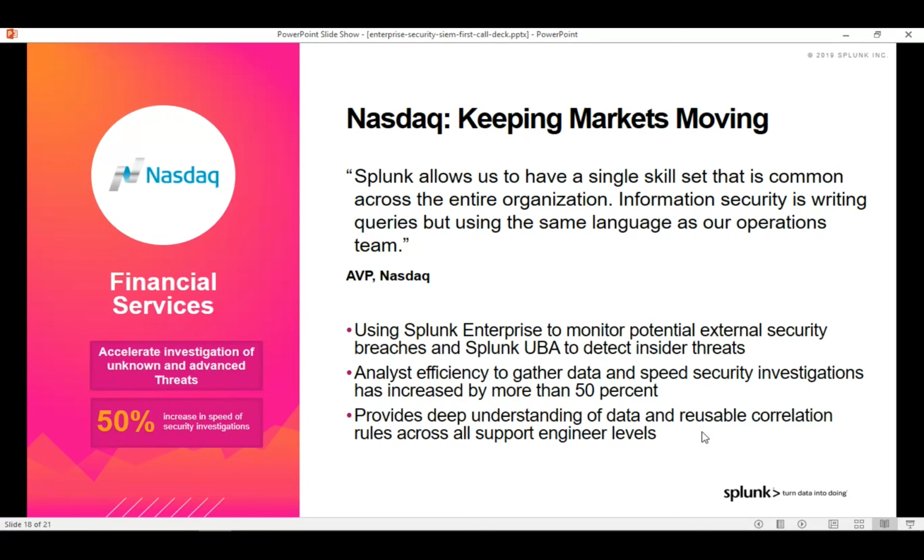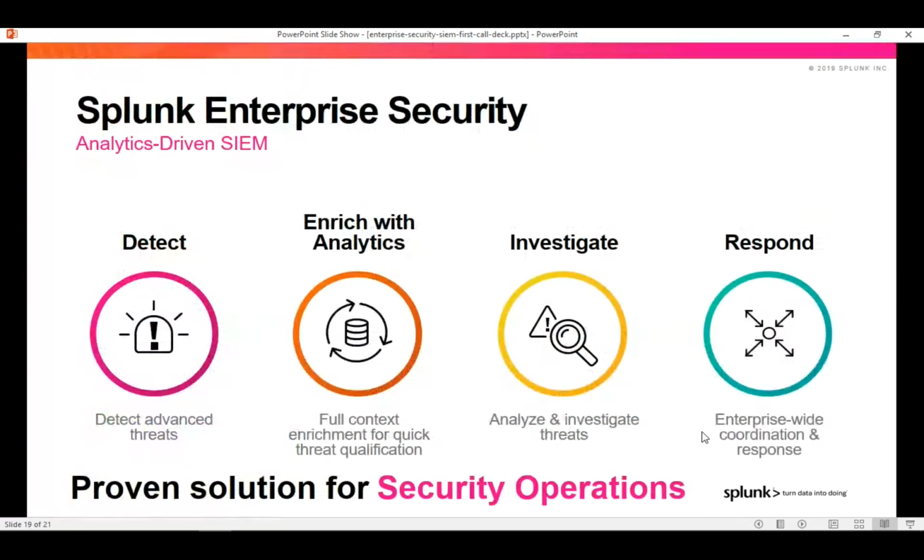Whereas Nasdaq used Splunk ES and overcame the challenges that any traditional or legacy SIEM solution faces, by accelerating the time to investigate and detecting unknown and advanced threats. It reduced their mean time to resolution by 50%. So that's why we call Splunk Enterprise Security the analytics-driven SIEM and a proven solution for security operations.